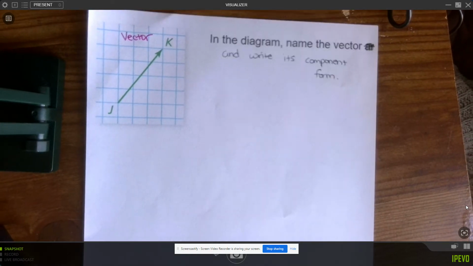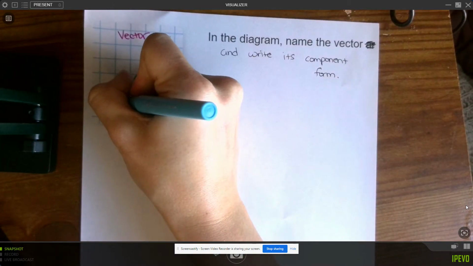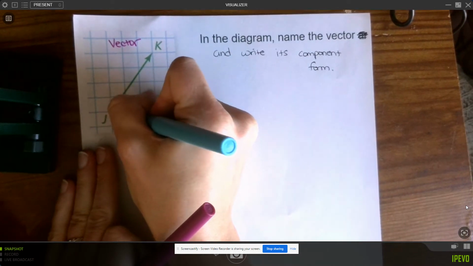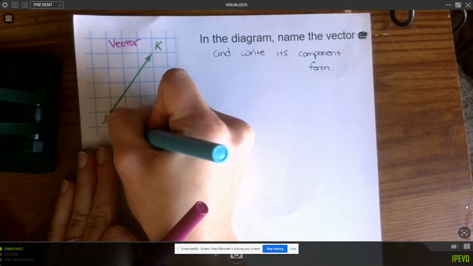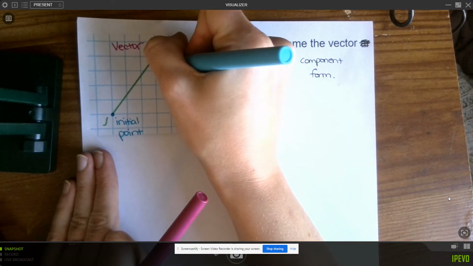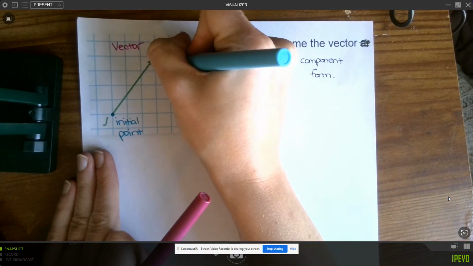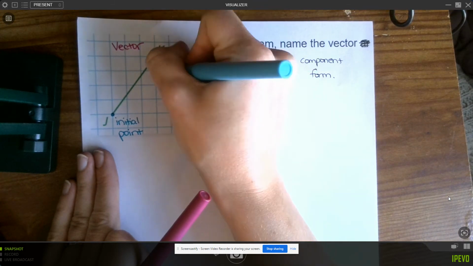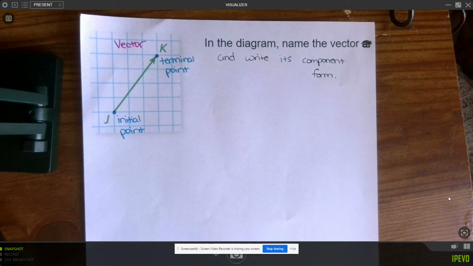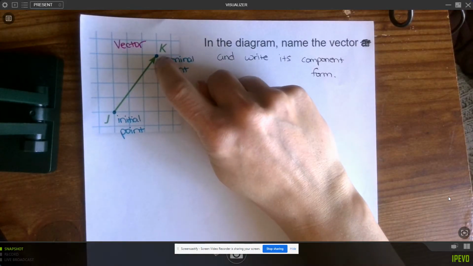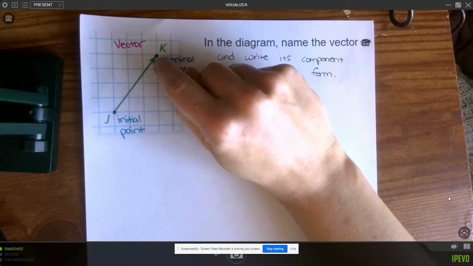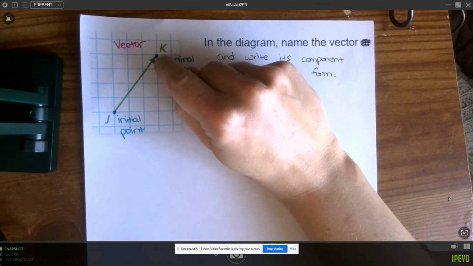So in a vector, the starting point where the arrow is not, remember, is called the initial point. And then the ending point where the tip of the arrow is, this is the terminal point. Now, the reason a vector is a little bit different than a ray is the vector stops here. So rays go forever in that direction, but this vector stops at the tip of the arrow.